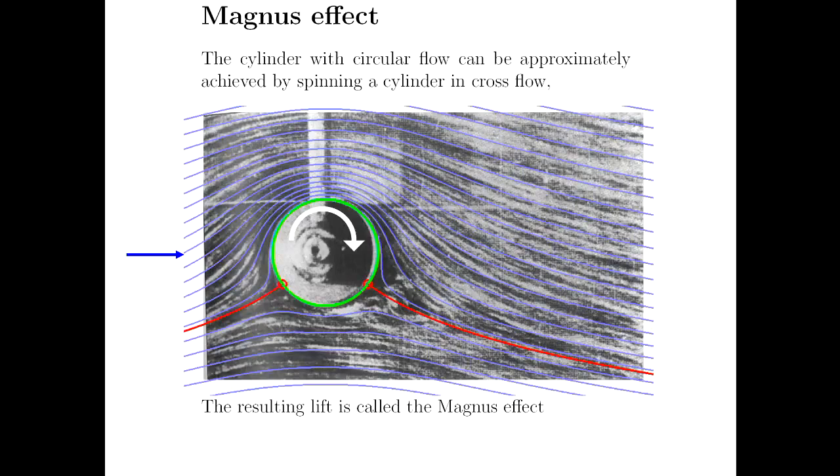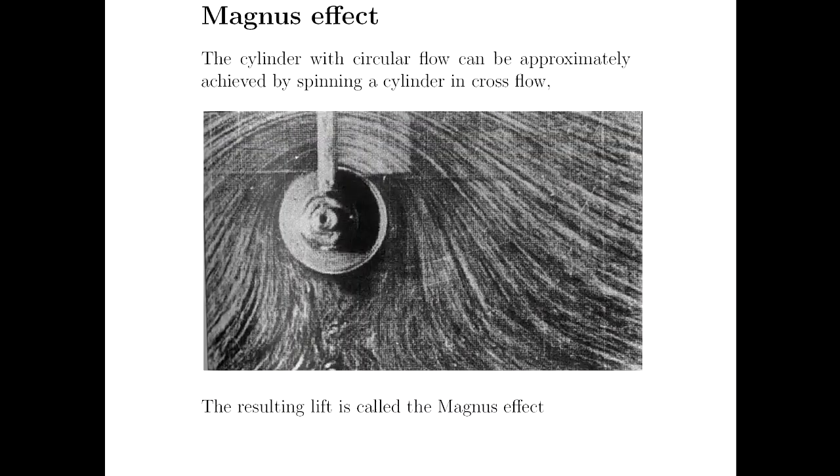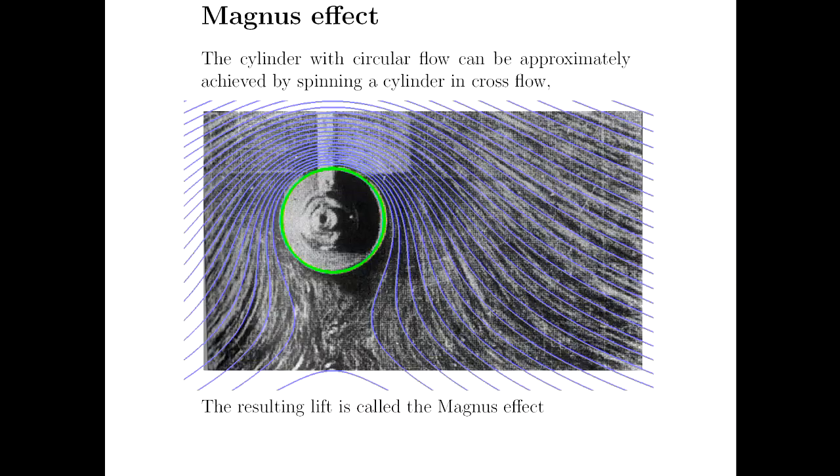Okay, and if I superimpose the streamlines on top of this photo here, you can see that the stagnation points are located on the surface of the cylinder at some angle theta. But as I ramp up my circulation, or if this cylinder starts to rotate even more vigorously, you can see that the streamlines look a bit different, and the stagnation point occurs away from the surface of the cylinder.